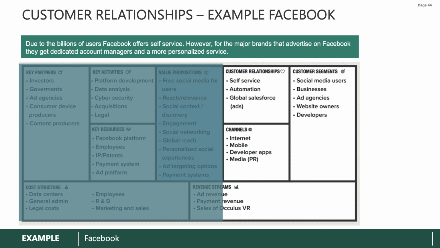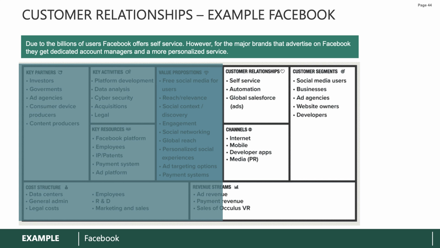So this is just a very simple example. This is Facebook. And as you can imagine, with billions of people using Facebook, Facebook can't personalize the service. It has to rely on self-service. And of course, they do have automation processes. So they've got help sections.